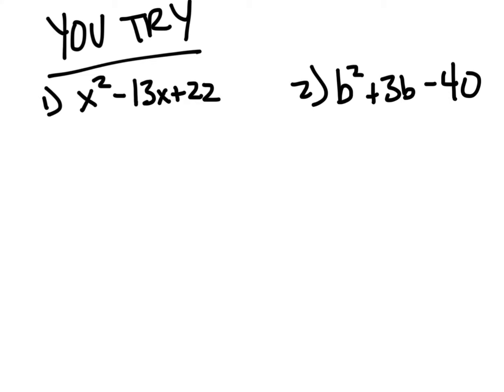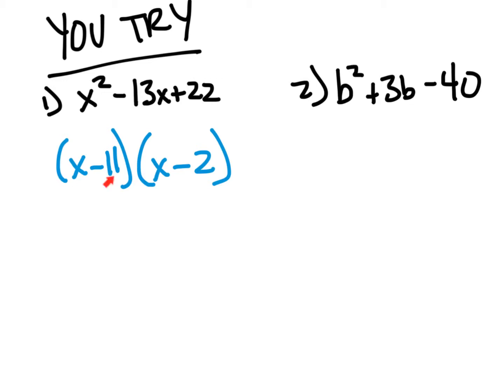So here we have x squared minus 13x plus 22. You should have ended up here at x minus 11 times x minus 2. We knew that both numbers needed to be negative because they multiply to a positive yet add to a negative number. Now over here we have a case that we haven't seen before.